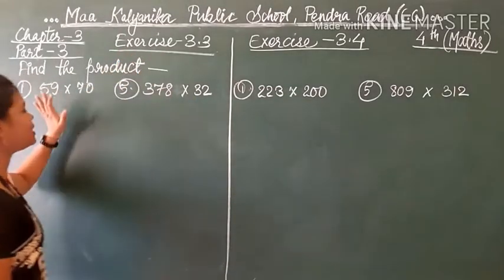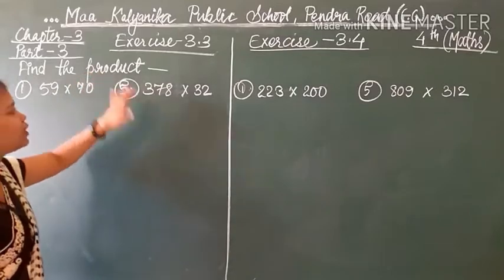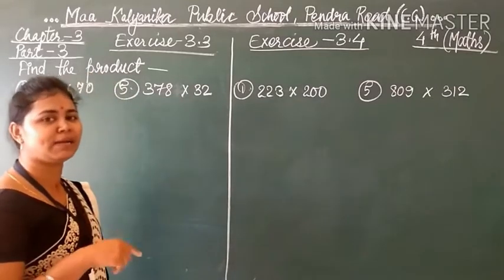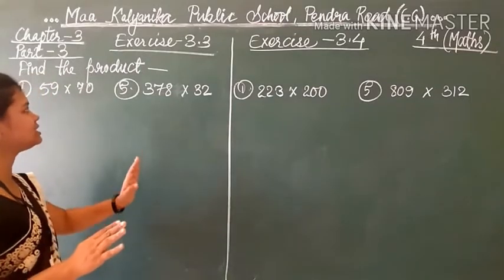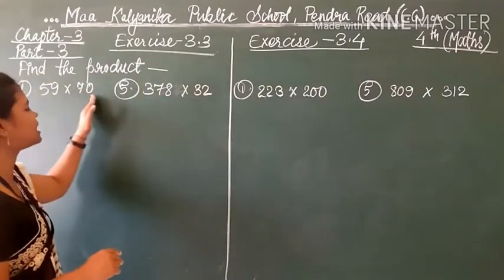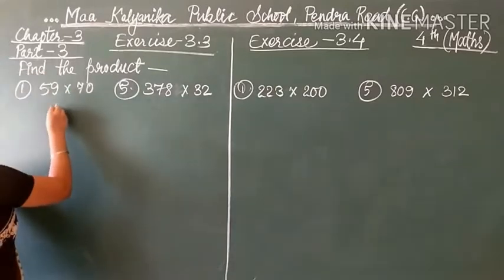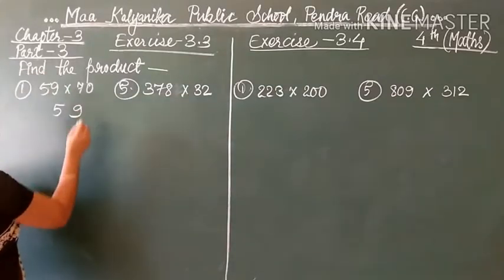Exercise 3.3 question is find the product. Product, students, I have told you product means you have to multiply it. And no method is given, so directly you have to write in column and multiply it. So let us start. So simply students, this is 59.